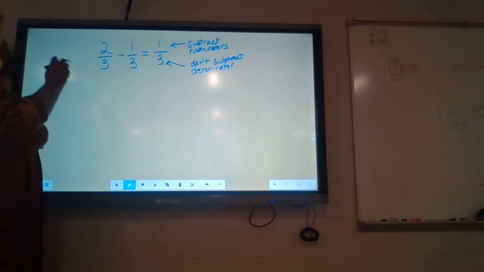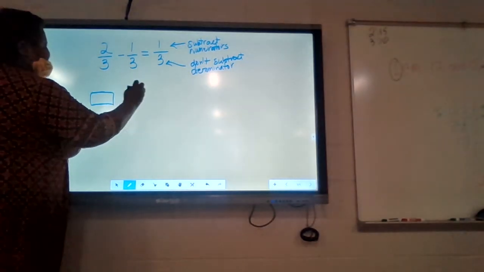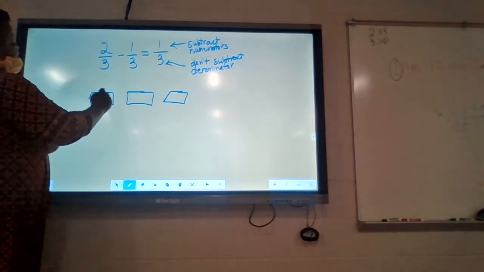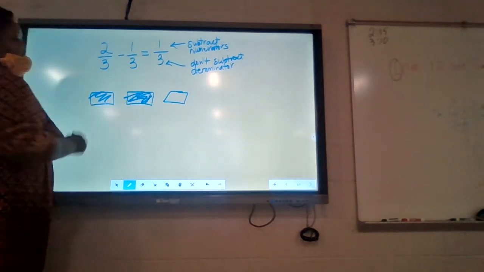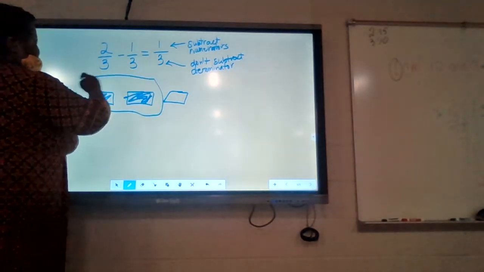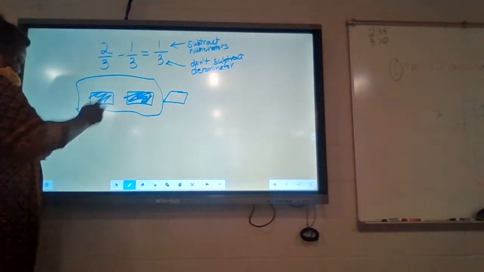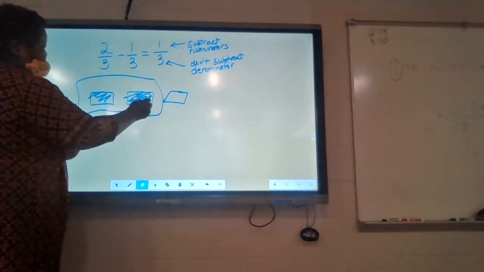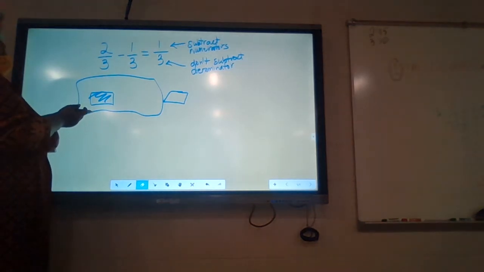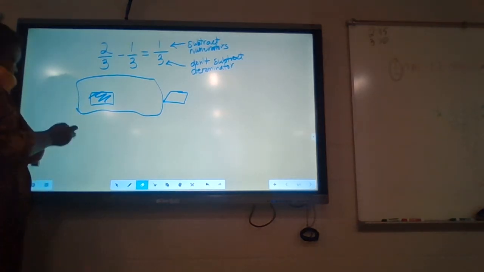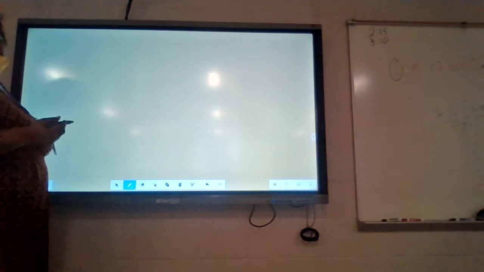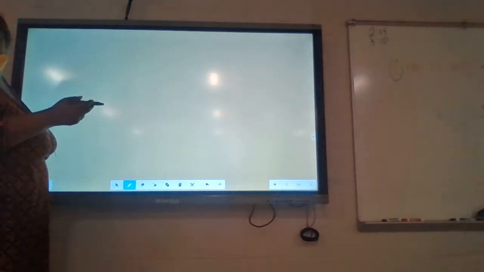And it's as simple as this. Let's do an area model. That's 3 parts. 2/3 is this many. If I take away one of them, I'm dealing with this right here. That's 2 out of 3. So if I take away one of them, I'm left with 1/3. Was anybody still writing? I can bring it back.